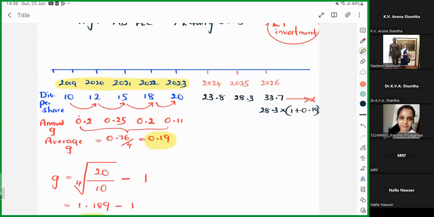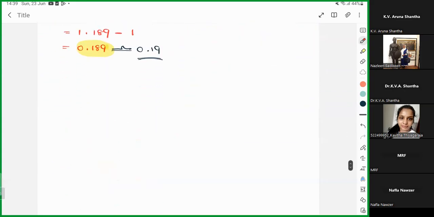So if the pattern is this, to get the present value of future dividends, what are the future dividends? Next year, 23.8. Following year, 28.3. After that, 33.7. After that, you can continuously increase the dividend by 19%. So if the pattern is like this, you can apply the dividend growth model to get the value per share, the intrinsic value per share.